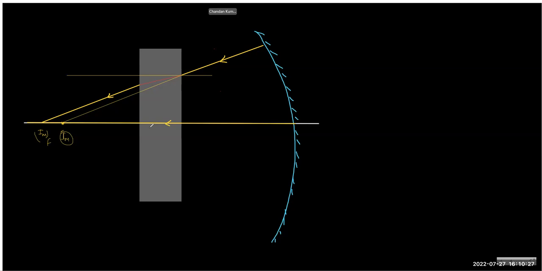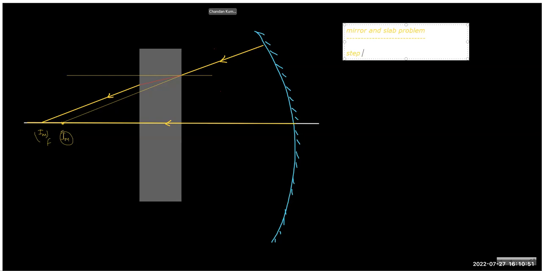Yes, sir. So the question is generally why I'm teaching this, because we need to understand how to solve questions of mirror and slab. So there's something called the mirror and slab problem. So it is solved in two stages.